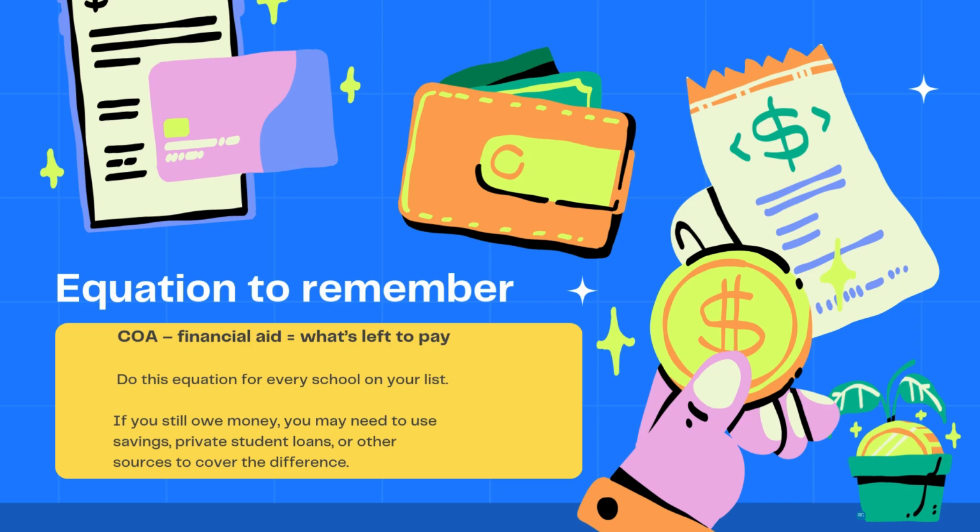Equation to remember. Your cost of attendance minus your financial aid equals what's left to pay. Do this equation for every school on your list. If you still owe money, you may need to use savings, private student loans, or other sources to cover the difference.